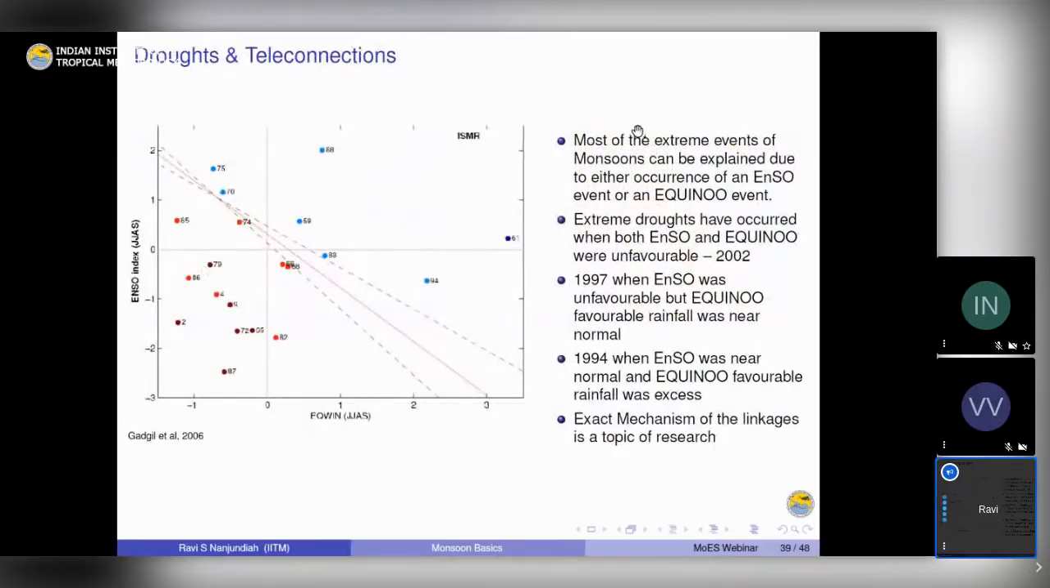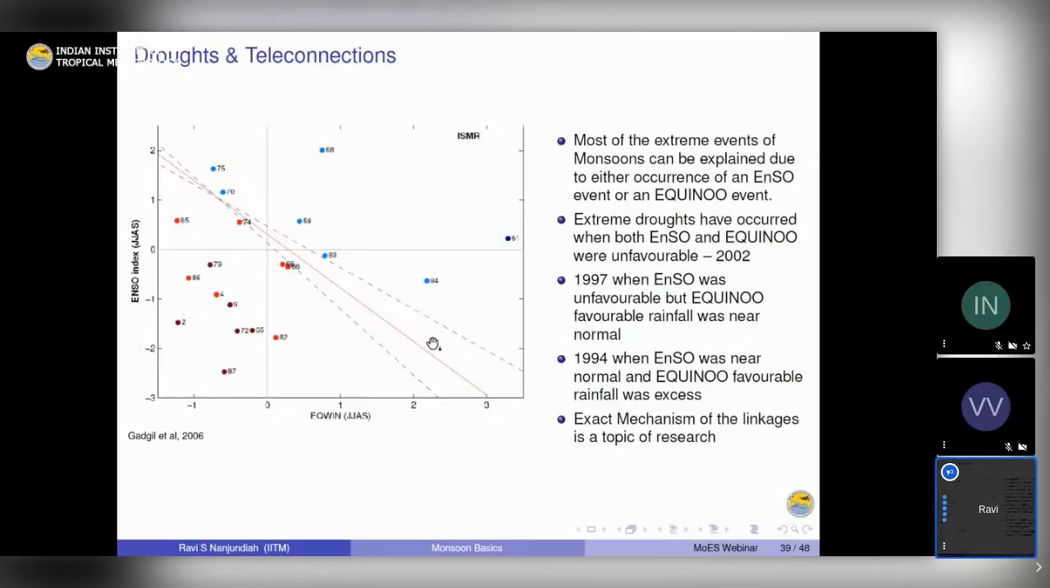So if we combine the two of them, that is, equinoo, which indicates the equatorial Indian Ocean oscillation, and ENSO, we can explain almost all the major droughts and the excess monsoons. If you look at this particular quadrant, this is where you have all the droughts, and here both the ENSO index is negative, which means it is not favorable, and the equinoo index is also negative, which means it is not favorable for the monsoon. So the bulk of the droughts that we see here are in a region where both of them are not favorable for the Indian summer monsoon.